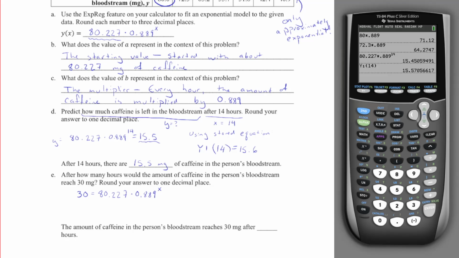And this is not a linear equation. We don't know how to solve this. But we know a way to solve any old equation using the intersect feature on the calculator. We're going to use the intersect feature on the calculator again to solve this equation. So I've got my stored equation in y1.